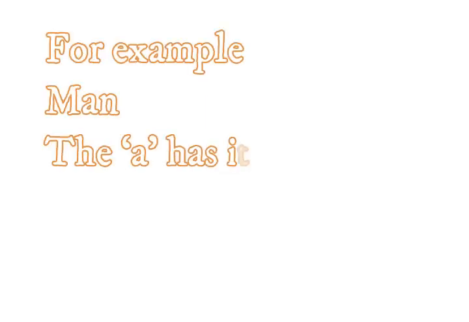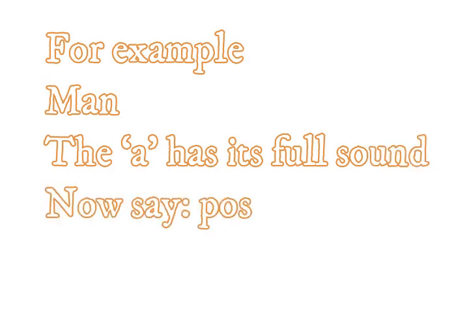Alright, so for example, in the word man, you can clearly hear that the letter A there is sounding as ah. However, in the word postman, you can hear that I'm saying man instead of man. So if you're making a sentence with the word postman, you're not supposed to say I saw a postman. We say I saw a postman.